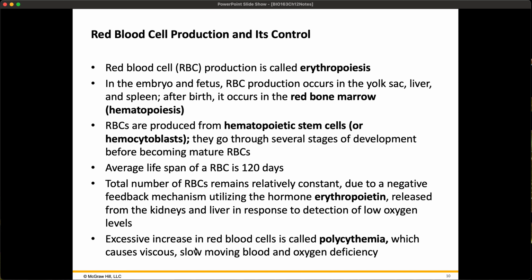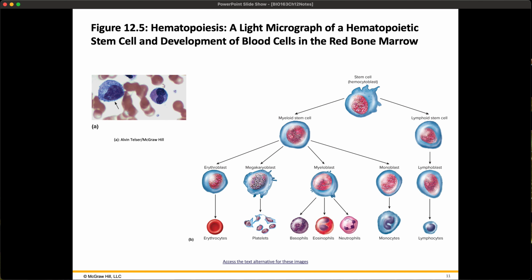If you have excess increase in red blood cells, like I was talking about on the previous slide, we call that polycythemia. Emia always refers to blood. So poly, increased, that's a lot, cyth, cells, blood: increased blood cells, which we typically take to mean red blood cells, the most common formed element. That causes viscous, that's that thick, slow-moving blood, and ultimately oxygen deficiency because of that slow-moving process. So it's, again, very dangerous.